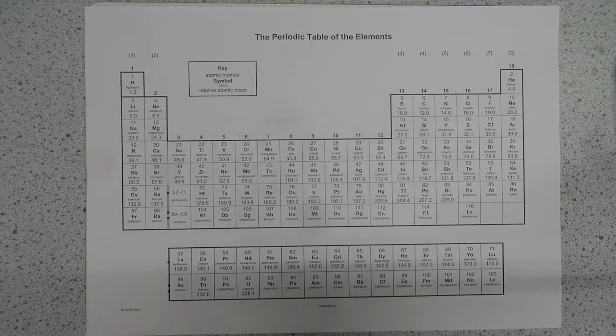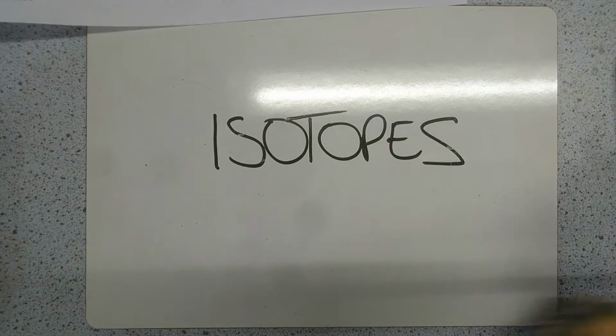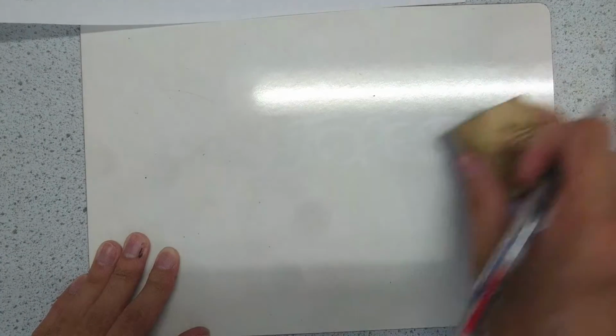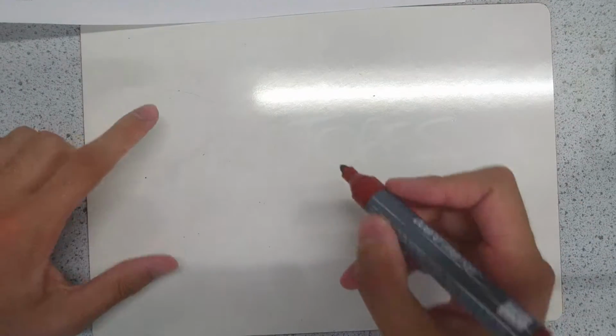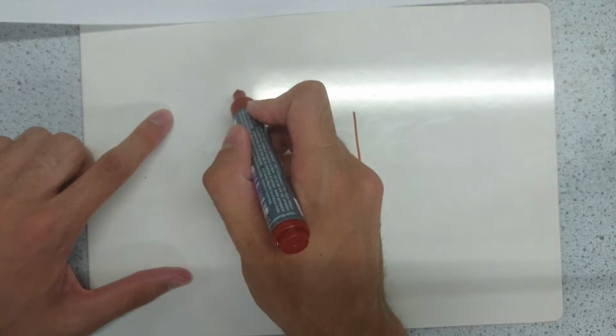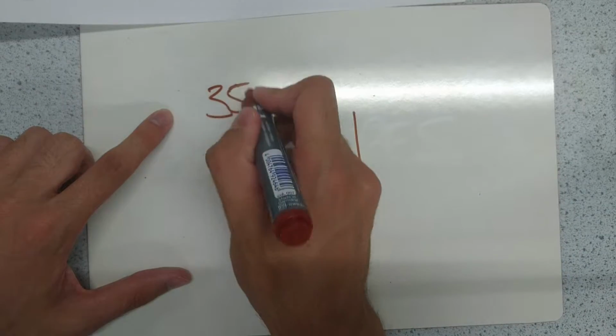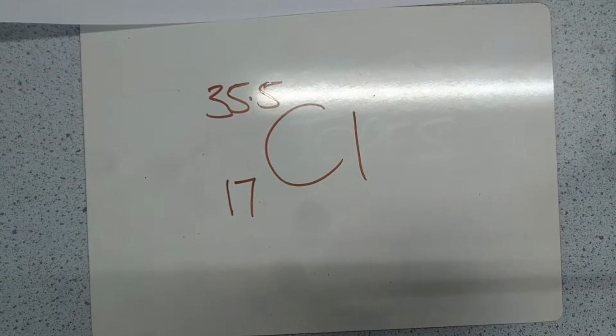So if we look at the periodic table, one of the problems we get, when trying to work out the number of neutrons anyway, is that the mass numbers aren't always whole numbers. So, for instance, if we take a look at chlorine on the periodic table, chlorine has an atomic number of 17 and a mass number of 35.5.